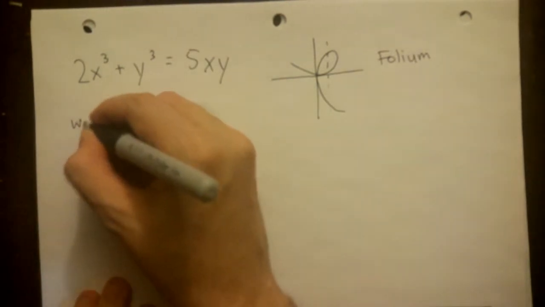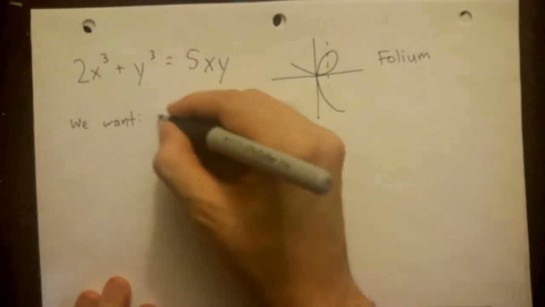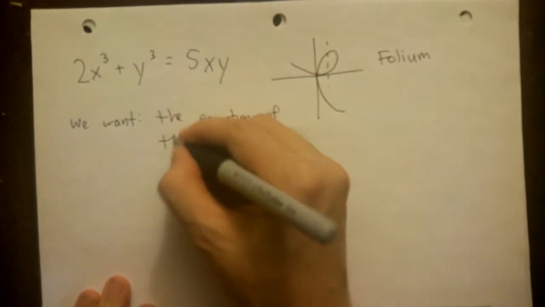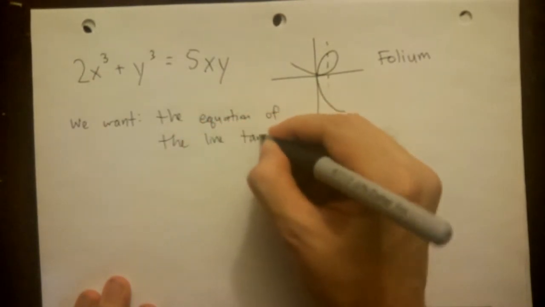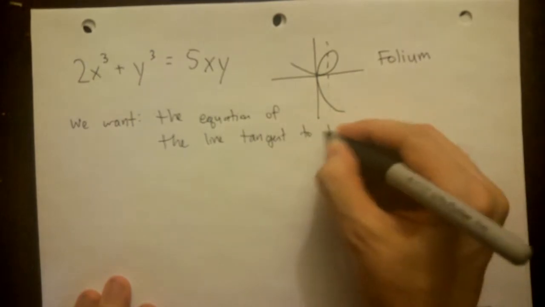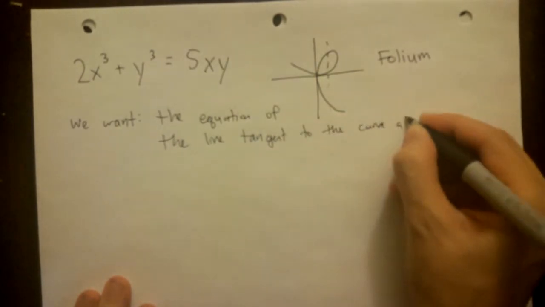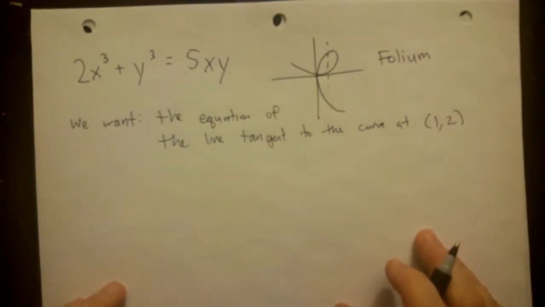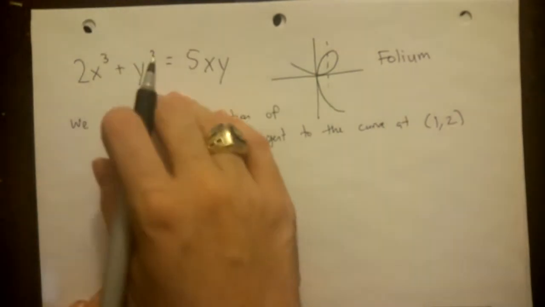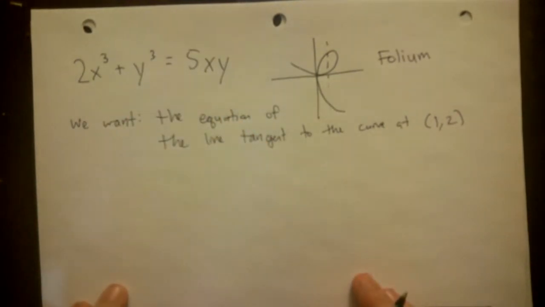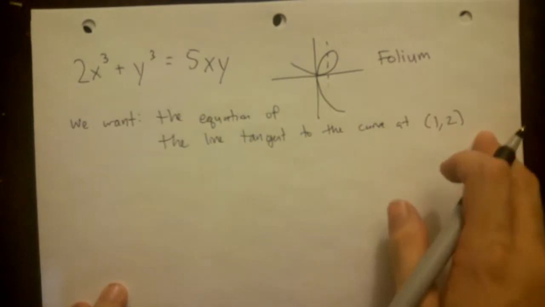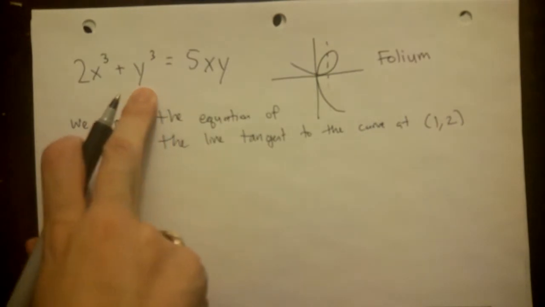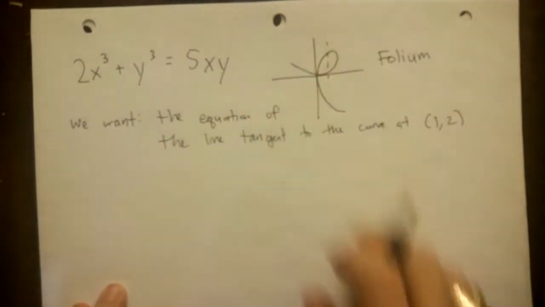And let's say that we want the equation of the line tangent to the curve at the point 1, 2. Now the first thing that we have to check is that the point 1, 2 is actually one of the points that makes up this curve. So we just plug in x equals 1 and y equals 2, and you get 2 plus 8 equals 10. And yeah.